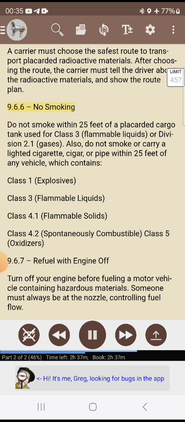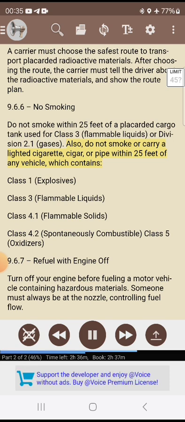9.6.6 No smoking. Do not smoke within 25 feet of a placarded cargo tank used for Class 3 flammable liquids or Division 2.1 gases. Also, do not smoke or carry a lighted cigarette, cigar, or pipe within 25 feet of any vehicle which contains Class 1 explosives, Class 3 flammable liquids, Class 4.1 flammable solids, Class 4.2 spontaneously combustible, Class 5 oxidizers.